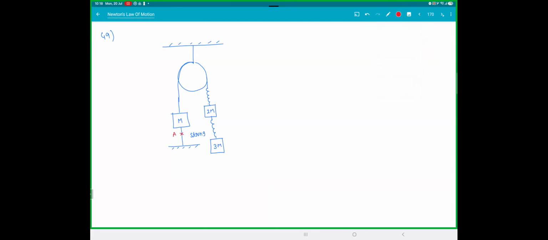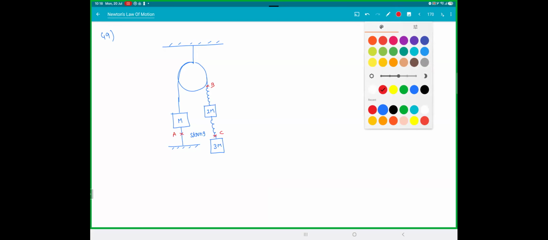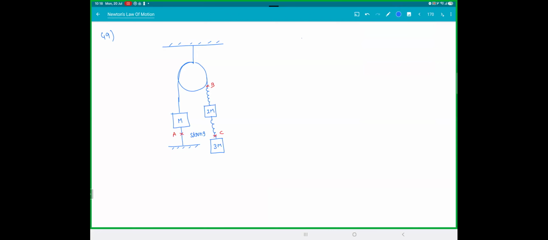This is A, this is B, this is C. Actually, it doesn't matter where you cut it. In a massless spring, you cut anywhere, it will become 0. Same story. Find the acceleration of the blocks just after cutting at A, B, C. 3 different questions, 3 different blocks, so total 9 answers. And this will cover most of the cases.